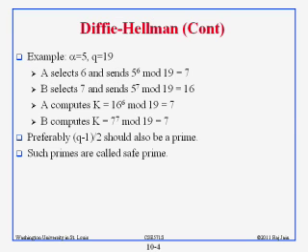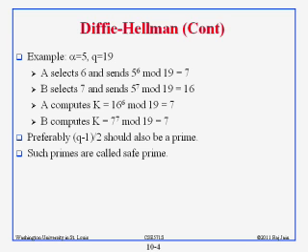Alpha equal to 5, Q equal to 19. So A selects 6 randomly. It doesn't have to be a prime number, it's just a random number, 6. And sends 5 raised to 6 mod 19, which equals 7. So it will send 5, 19, and 7. B selects 7 and does 5 raised to 7 mod 19, which is 16, and sends it back to A.